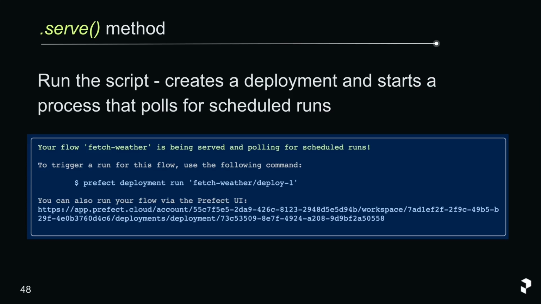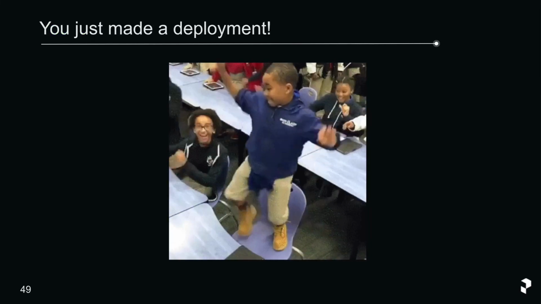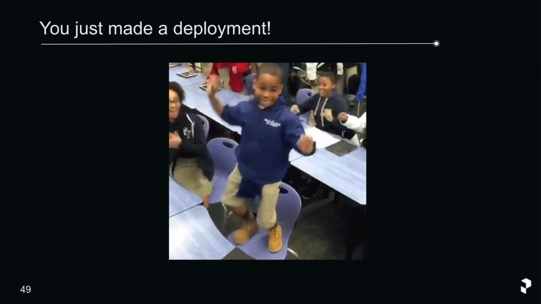If we run this script with this adjustment, what will happen is a new deployment is created, and that will start a process locally or wherever you happen to run that script, and this process will poll for scheduled runs. And here is a screenshot of what you should see in the terminal. Congratulations, with a small change, you've just made a deployment in Prefect.